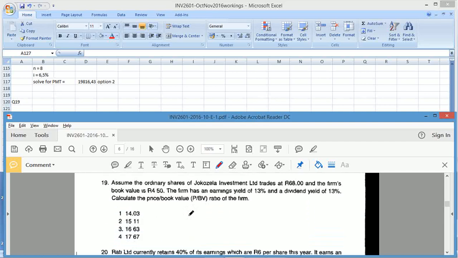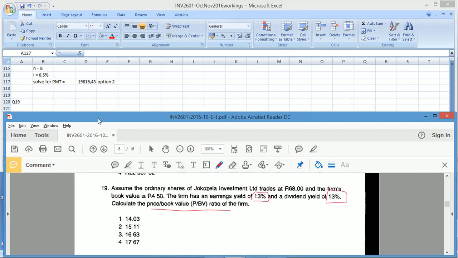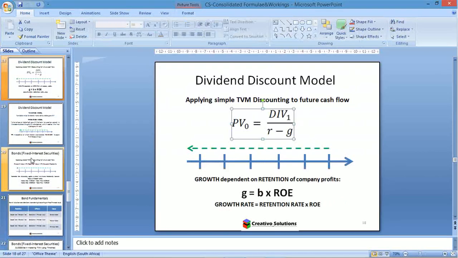Question 19. Assume the ordinary shares of J trades at 68 Rand and the firm's book value is 4 Rand 50. The firm has an earnings yield of 13% and a dividends yield of 13%. Calculate the price to book value ratio for the firm. Okay, so this is a ratio. You're going to need your price to book formula.